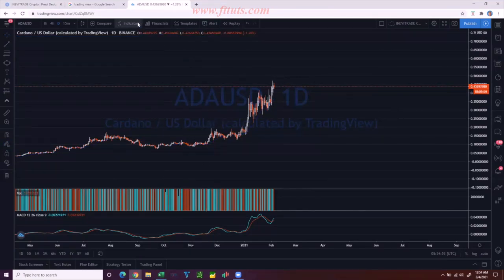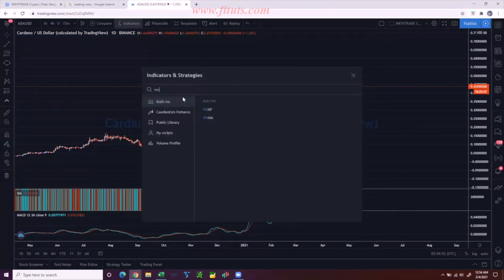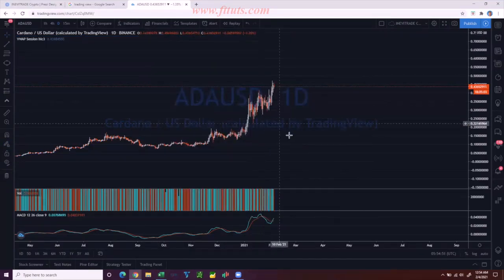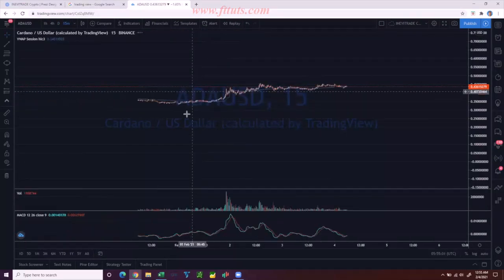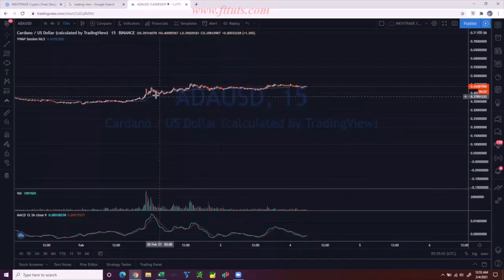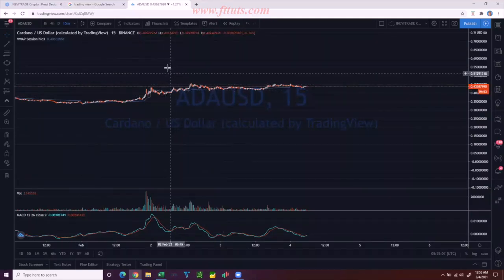Same thing with VWAP. We can go in here and type in VWAP. Click that. It's pretty simple. VWAP should only show up on a smaller frequency. So yeah, you can see it doesn't show up on a daily, but then we go into a 15-minute frequency. We can start to see that evaluating on an intraday level. So that's kind of where that happens.